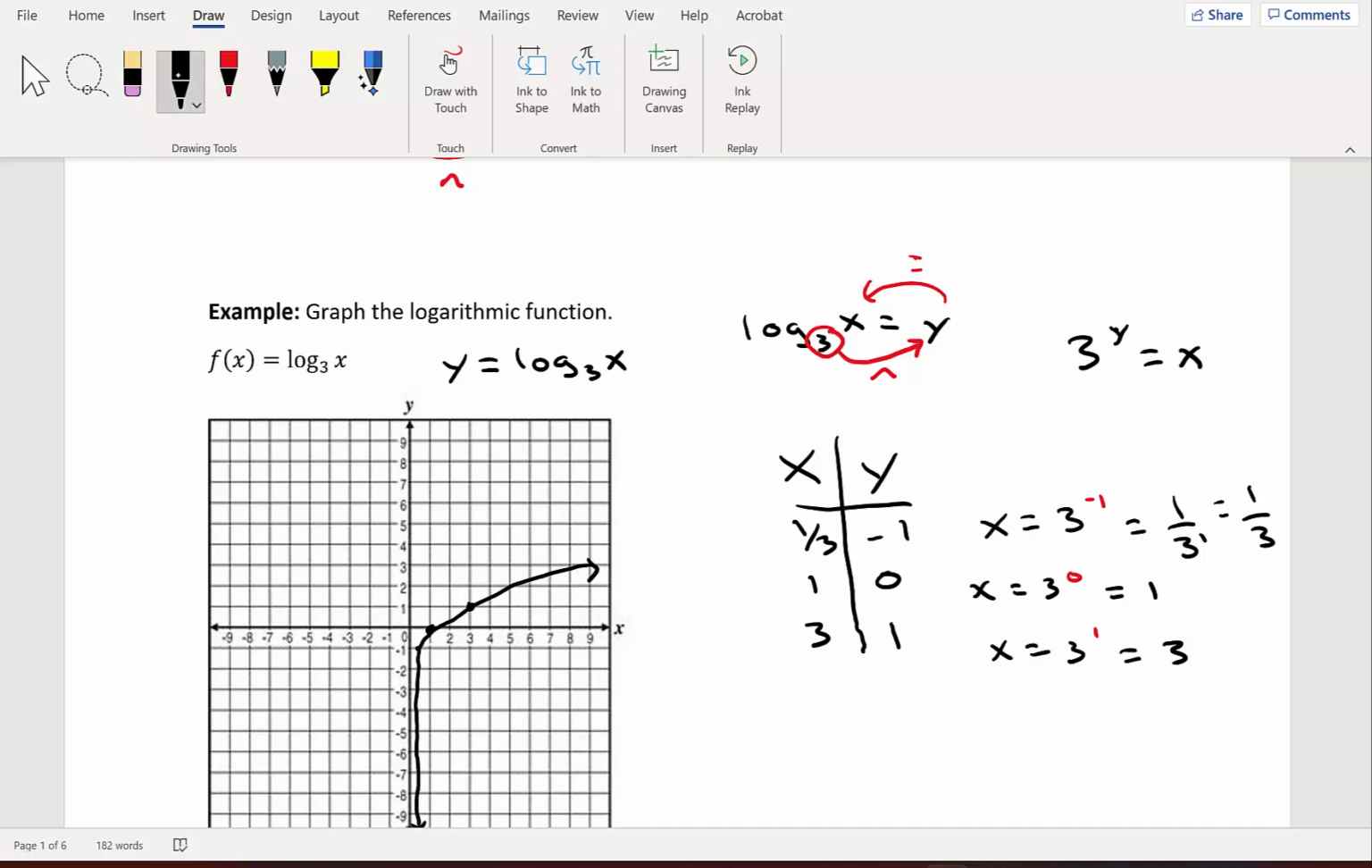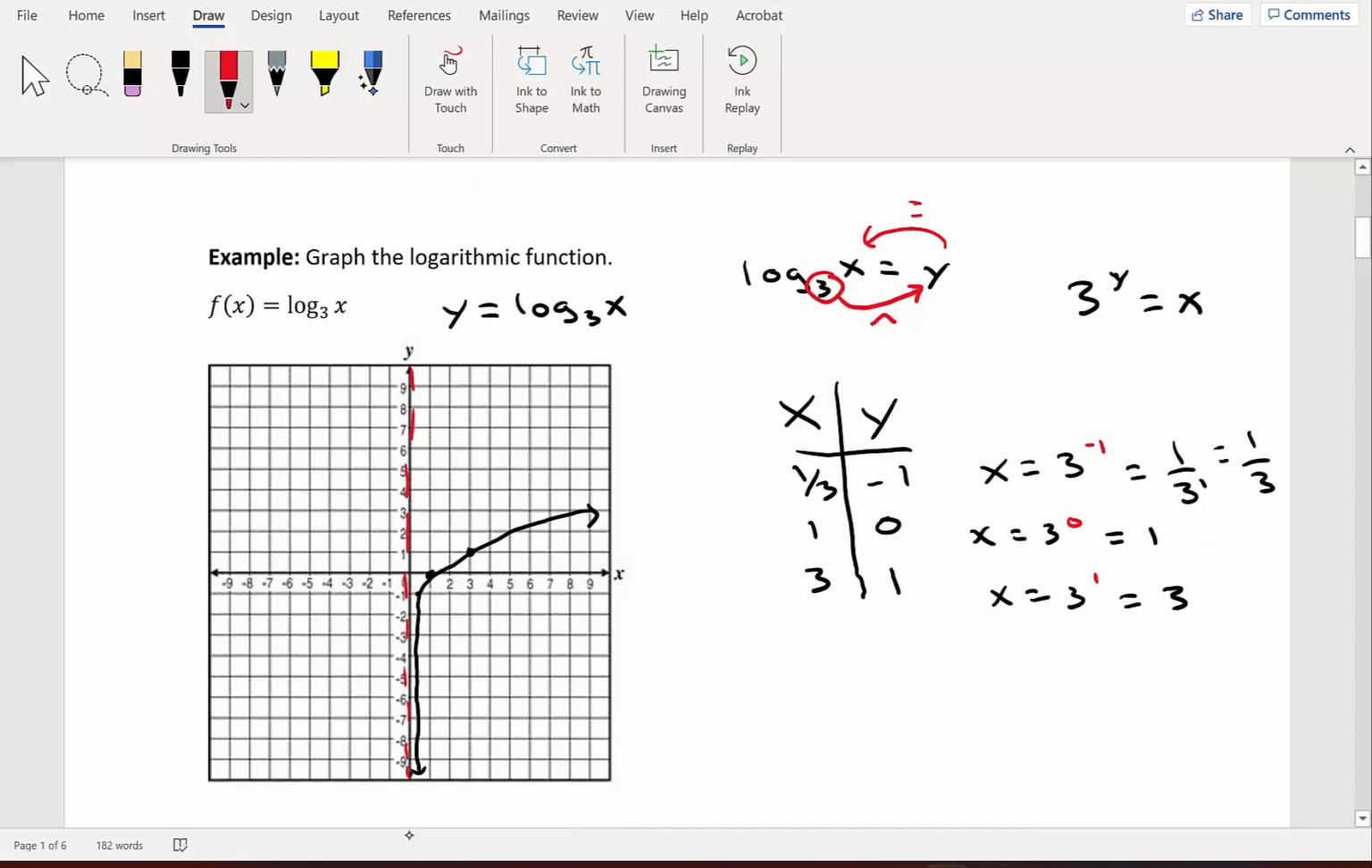Notice that my x will never be equal to 0. The reason why is no matter what you plug in for your y value, you'll never get an x value of 0. So just like we were dealing with exponential functions, we had a horizontal asymptote. This time, with logarithmic functions, we have something called a vertical asymptote, where the graph will never touch the vertical asymptote or cross it.